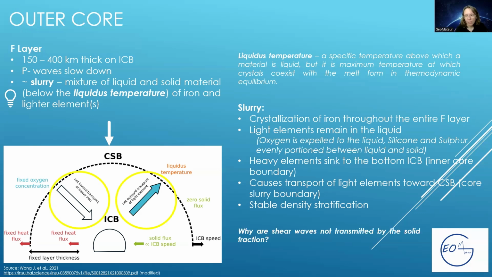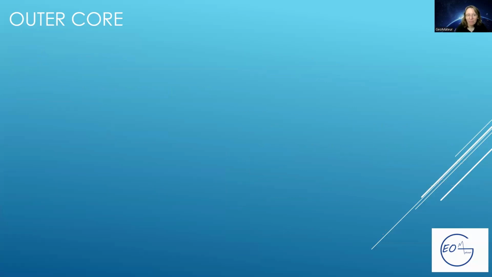Now you can ask me, why are shear waves not transmitted by the solid fraction? So the answer is simpler than simple. The solid fraction is too small to be detected by seismic observation. Why is the F layer so important?